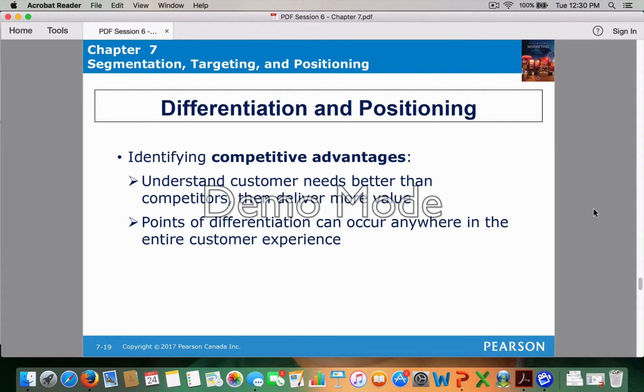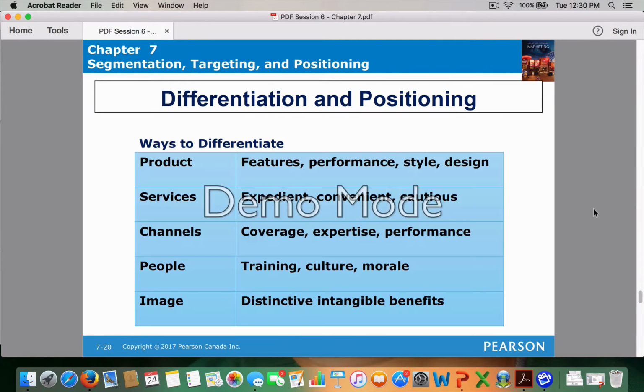Points of differentiation can occur anywhere in the entire customer experience, and we're going to see some of the different ways. This is a great exam question. These are some of the different ways you can differentiate yourself. Your product can be different in terms of the features, the performance, the style and design. You can make your product different in a meaningful way from other products in your product category that you're competing with.